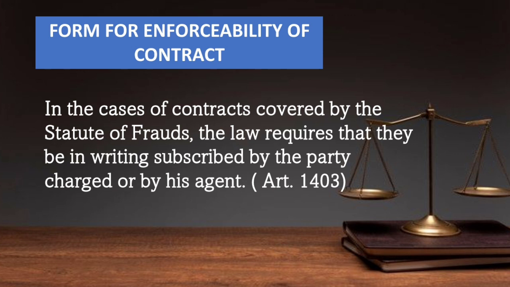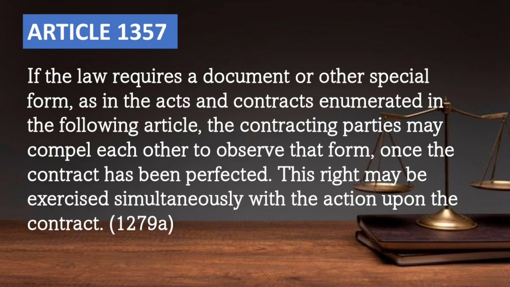So, under Article 1357, if the law requires a document or other special form, as in the acts and contracts enumerated in the following article, the contracting parties may compel each other to observe that form. Once the contract has been perfected, this right may be exercised simultaneously with the actions upon the contract.